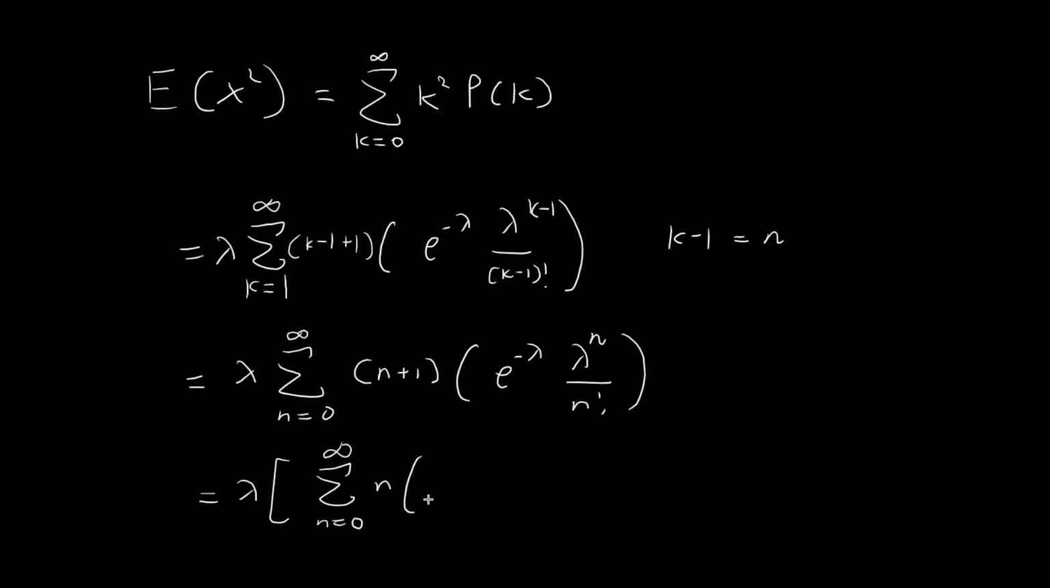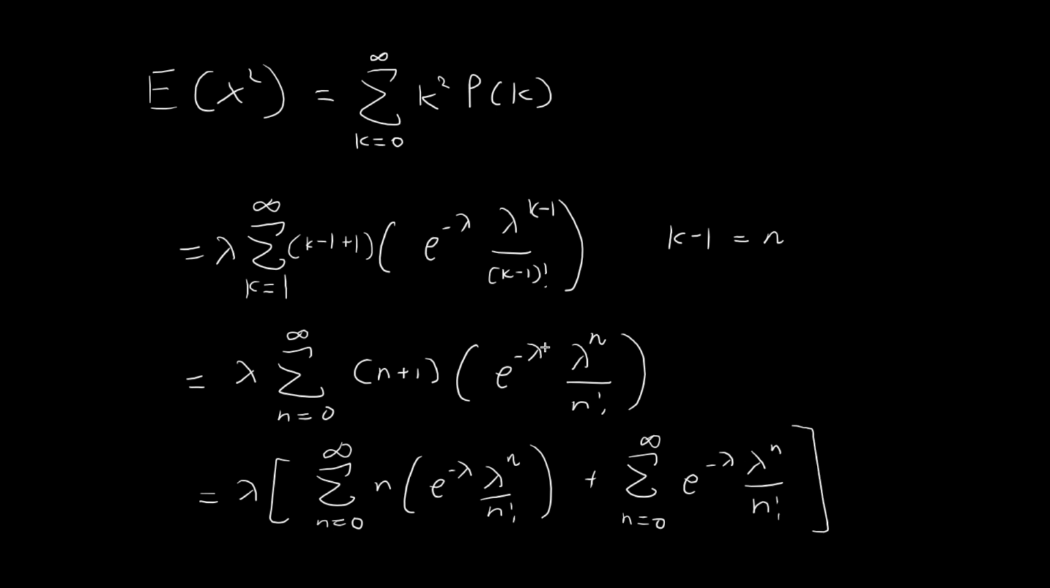With a bit of rearranging, we can break this term up into two separate parts. For the first part, we have n multiplied by the probability mass function of the Poisson random variable. And then here we have a 1, so we just have a summation of the probability mass function. We actually know what these two summation terms are equal to. First, we have n multiplied by the corresponding probability of getting n. That's just the expected value of x, and in the last video we found that this is equal to lambda. For the second term, we're just summing up all the probability mass functions, so if you sum up all the probabilities, you just get 1.